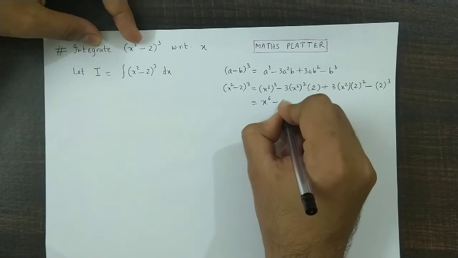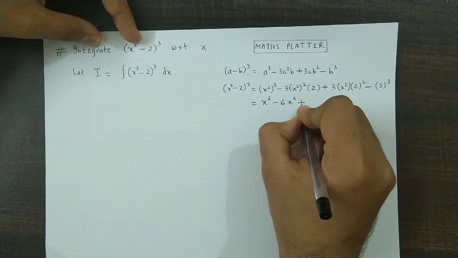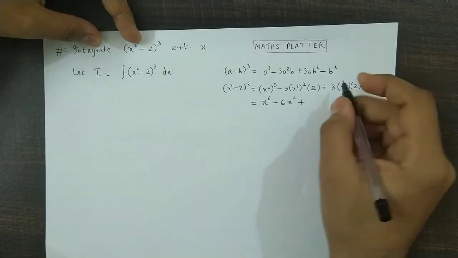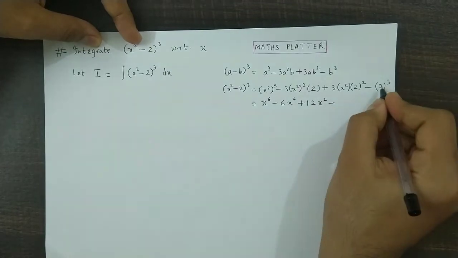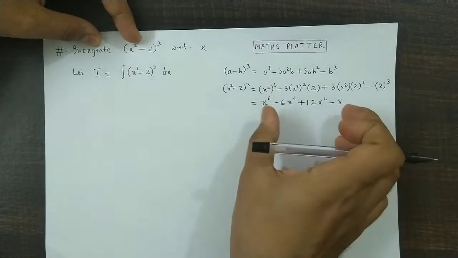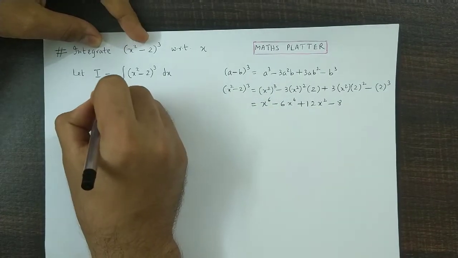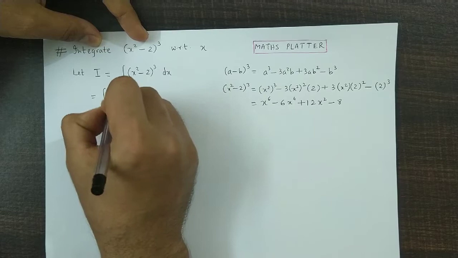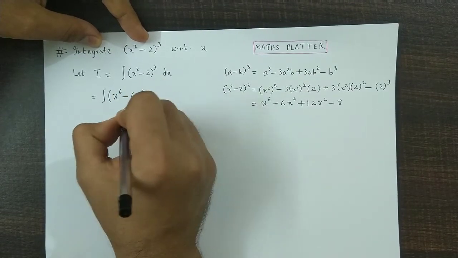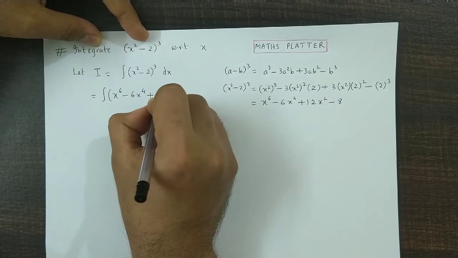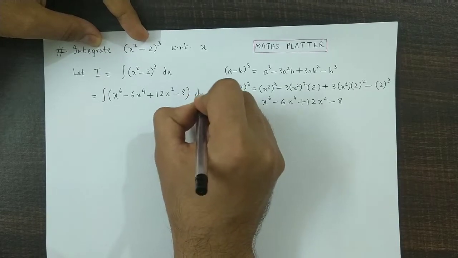Now 3 into 2 is 6, into x raised to 4, plus, now this is 4 into 3, so that is 12x square, minus, this is 8. So we just replace this over here. So we have integration of x raised to 6 minus 6x raised to 4 plus 12x square minus 8 dx.